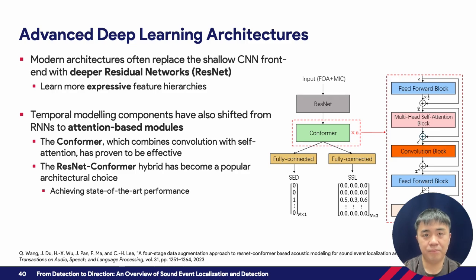Now, in the same spirit, the temporal modeling component has also evolved. The recurrent layers are frequently being replaced by more powerful attention-based modules. For example, the Conformer architecture, which combines convolution with self-attention, has proven to be extremely effective at this temporal modeling task. Now, in recent years, the powerful ResNet-Conformer hybrid, as shown in this diagram, was proposed. Subsequently, most, if not all, top-performing DCASE submissions have adopted this architecture in some manner to achieve state-of-the-art results.